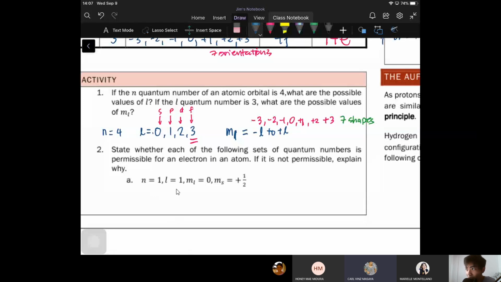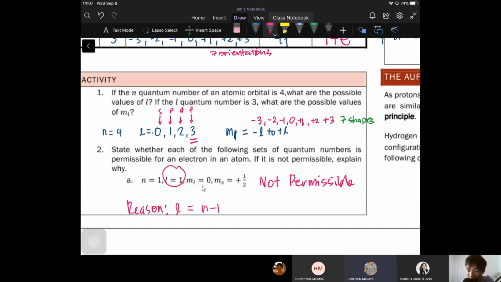For 2A, N is equal to 1. L is equal to 1. ML is 0. MS is positive 1/2. Ang sagot dito ay not permissible. Bakit not permissible? Kasi tignan nyo yung L. L should be less than N, so it should be always less than N. Pwede yan 0, pero hindi yan pwede maging equal with the N. Since L is equal to 1 dyan, mali yan, not permissible. The reason is that L should be less than the N.